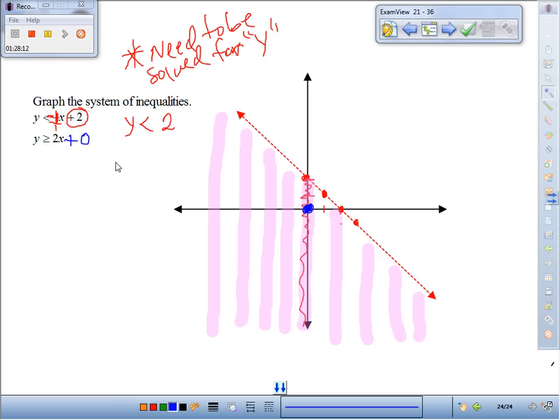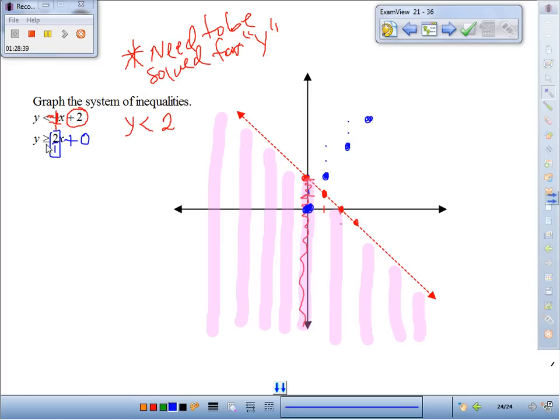What's our slope? 2, which is 2 over 1. That tells me to go up 2 steps and 1 to the right. So I go 1, 2, and 1 to the right. From there I do it again. From there I do it again, 1, 2, and 1 to the right.